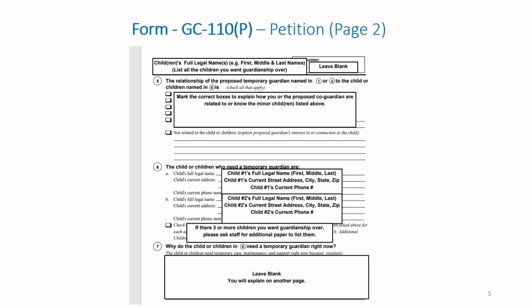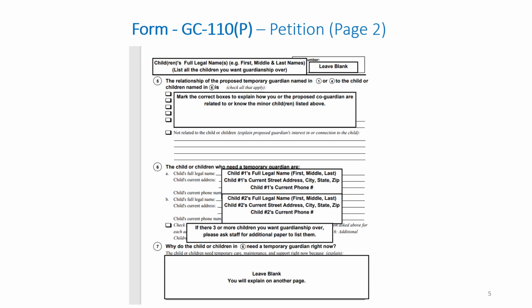You will want to explain in detail why the child needs a temporary guardian soon by listing specific facts or reasons. For example, writing "the child has a medical emergency" is vague. Providing more detail can be helpful. For example, you might write, "the child has many cavities and is in a lot of pain and needs emergency dental work as soon as possible." If you run out of room, mark the box at the bottom of this section and continue your explanation on a separate piece of paper.